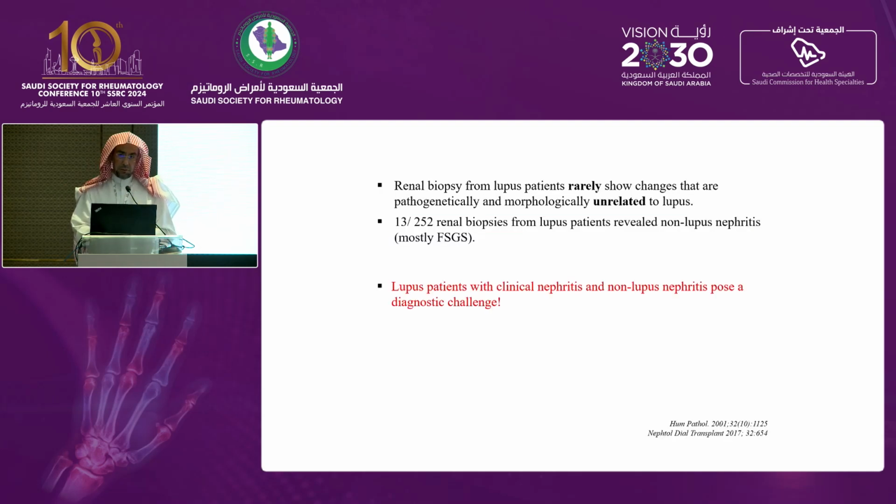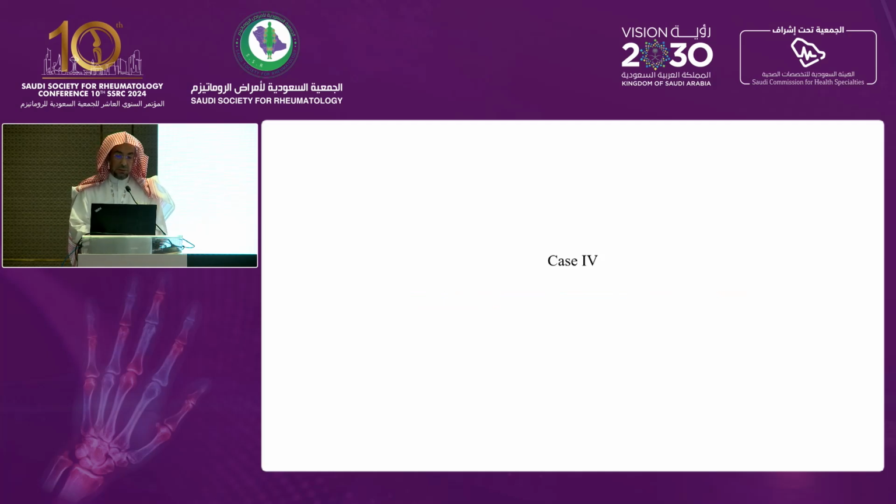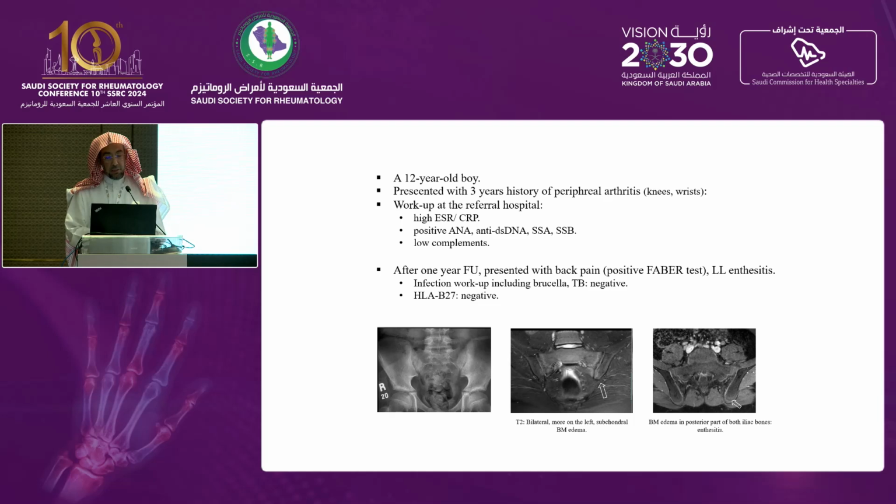The last case I will present: a 12-year-old boy presented with a 3-year history of peripheral arthritis, knees and wrist. Work-up at the referral hospital showed high inflammatory markers, positive ANA, double strand, and SSA, SSB. He had low complement. After 1 year of follow-up, he presented with back pain, and as you can see, the MRI and X-ray showed sacroiliitis, which is unusual for an SLE patient.